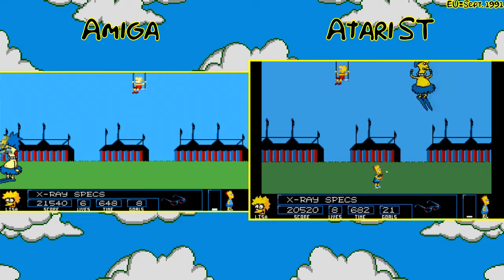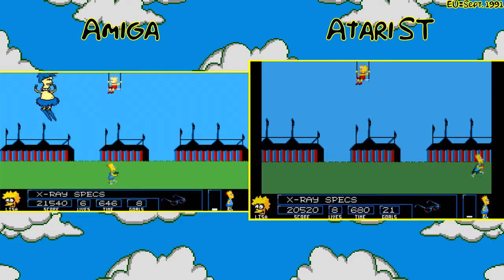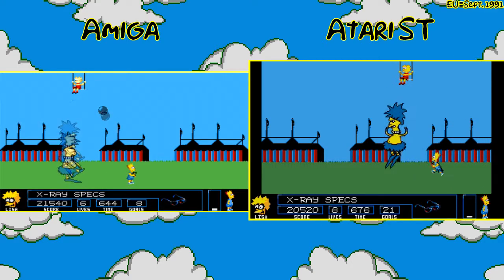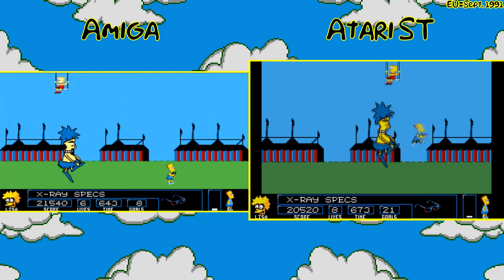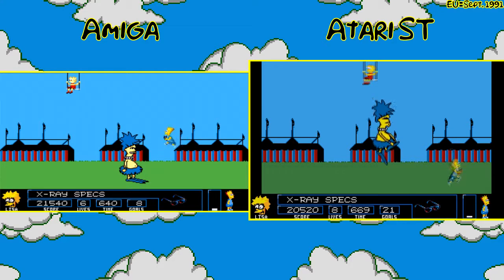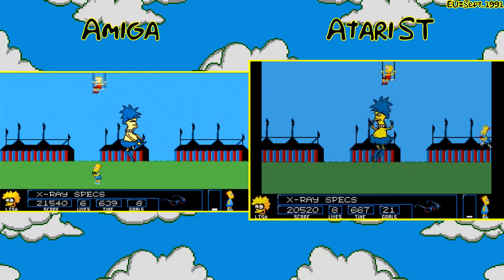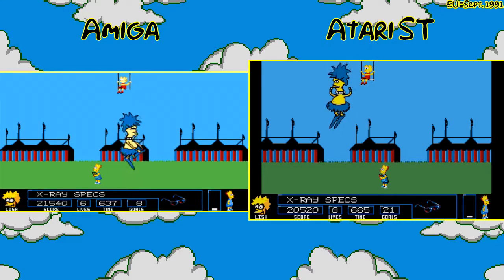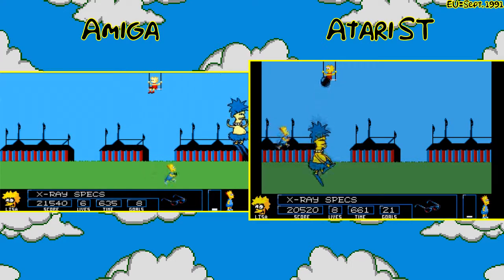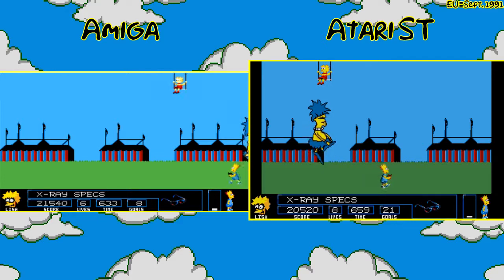As you can tell, Lisa actually looks like Lisa in the Atari versus the Amiga, where she's just sort of squished together. Again, all the checkpoints are in the exact same spot. None of them are moved. For the museum, there is one checkpoint that's moved, which I'll point out once we get there.